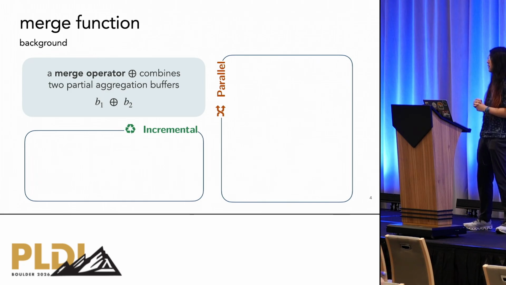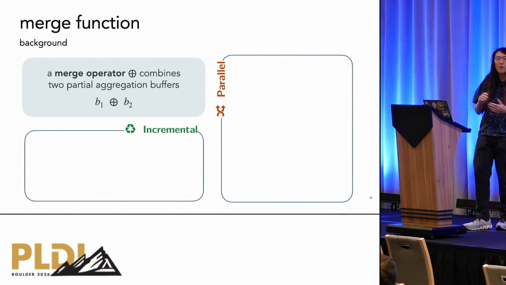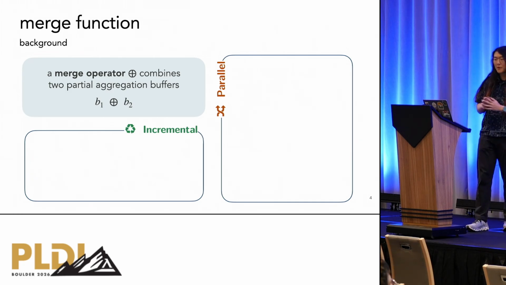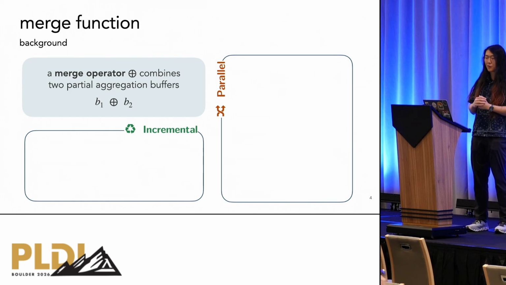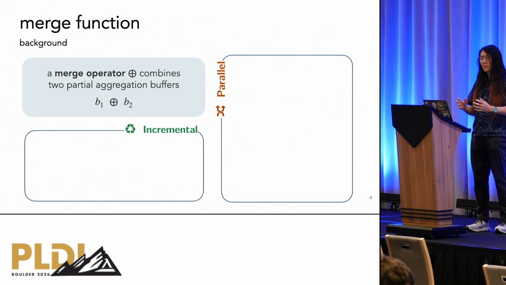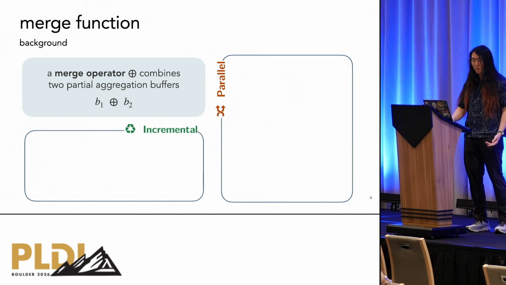But most of the time, the UDAF also includes a merge function, which both Spark and Flink support, that basically allows parallelization and incrementalization. This merge operator takes two intermediate state buffer results, B1 and B2 shown here, and then combines them and produces a new result state buffer.